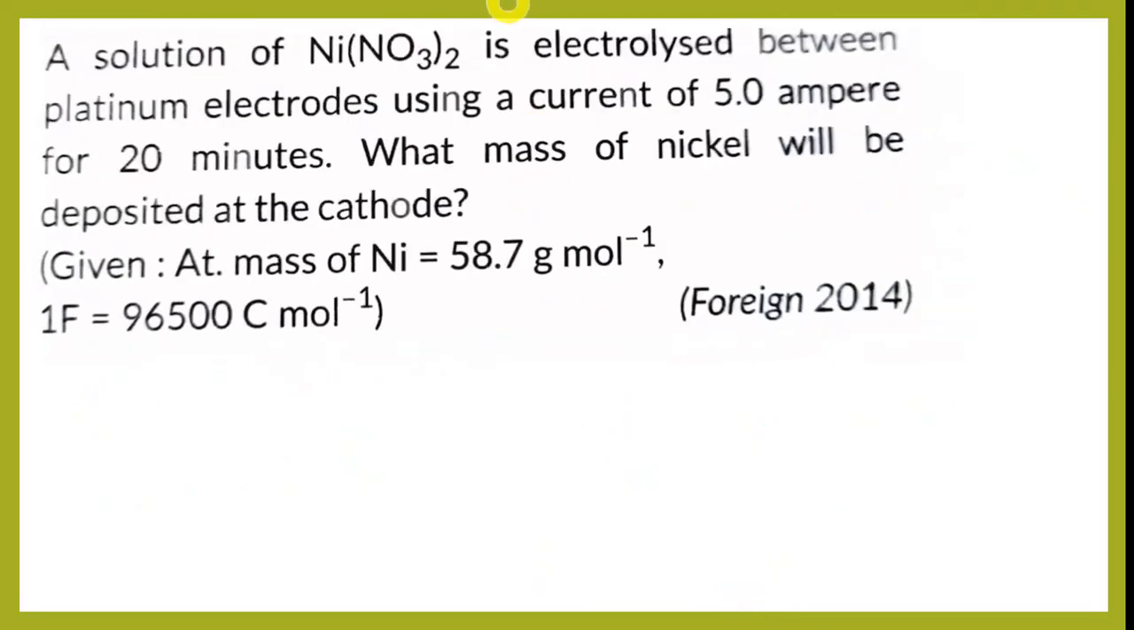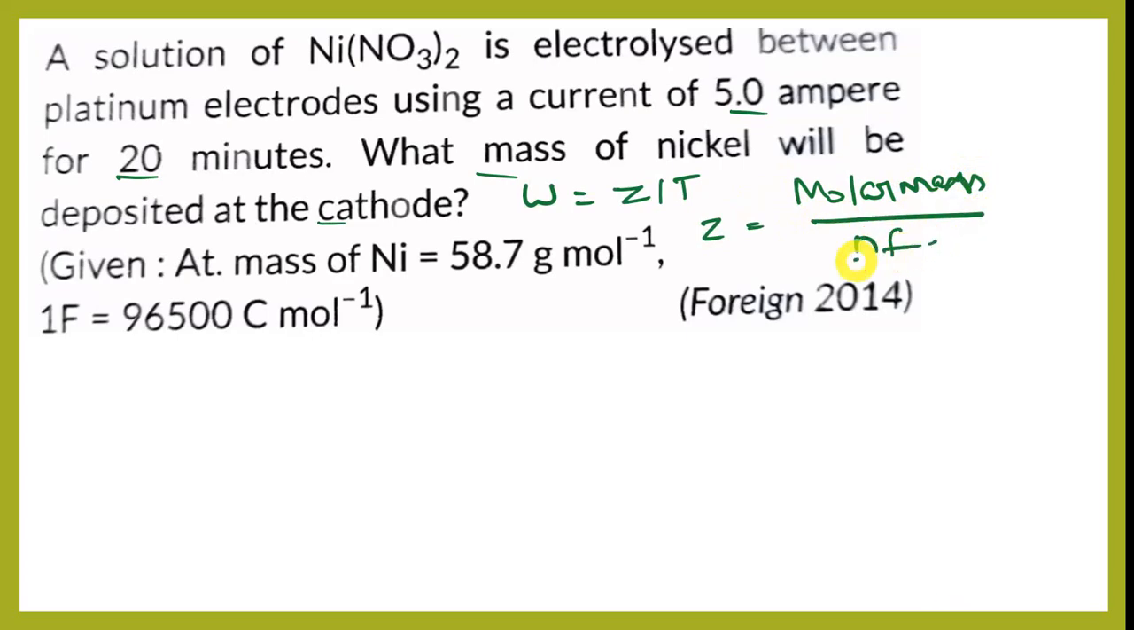A solution of Ni(NO3)2 is electrolyzed between platinum electrodes using a current of 5 ampere for 20 minutes. What is the mass of nickel deposited at the cathode? So for the mass of nickel, what is the formula? W is equal to ZIt. What is Z here? Z is equal to molar mass by nF.